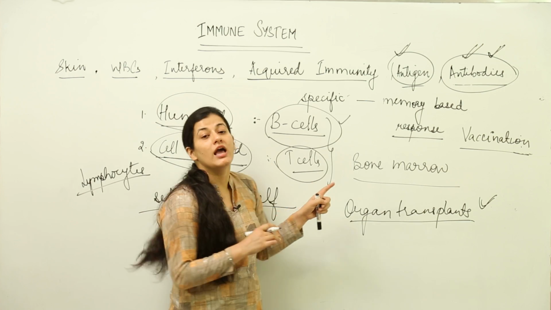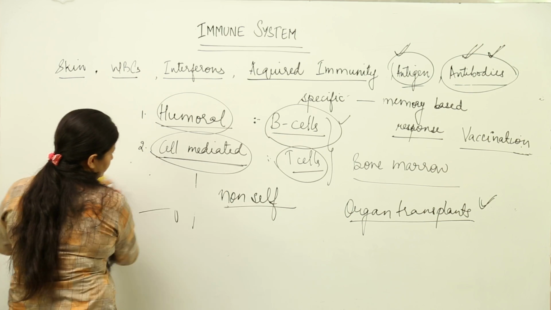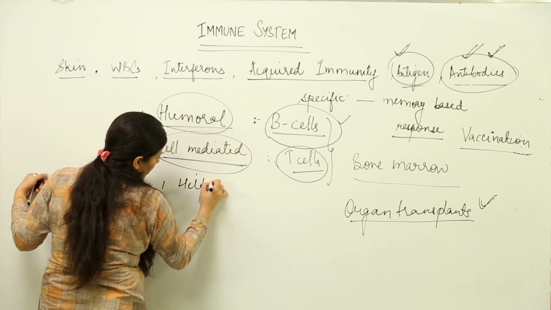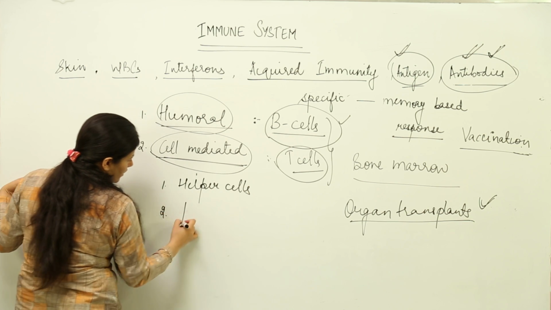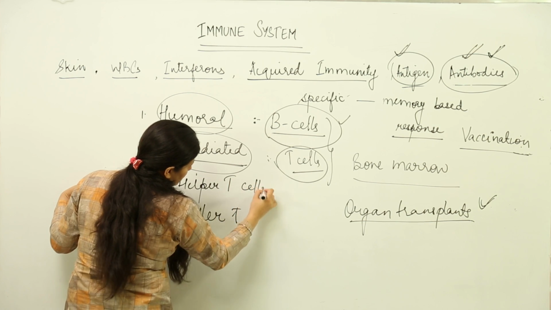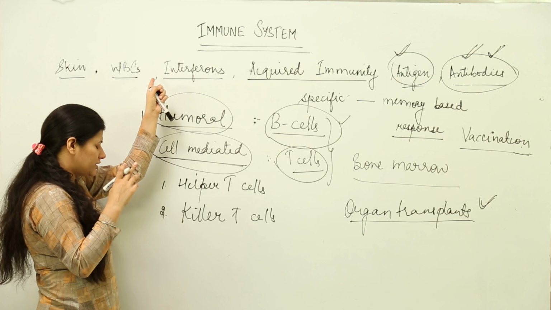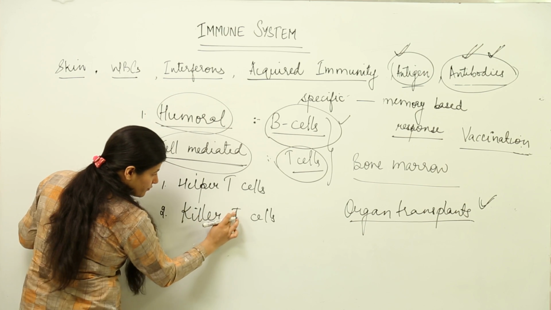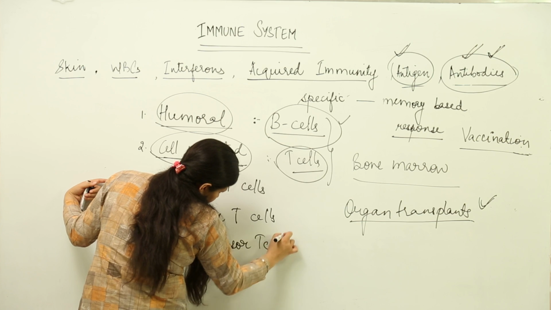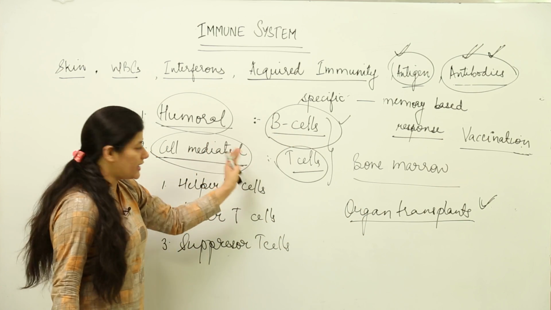Now, for that, we are going to see how many types of T cells are there. So, the first type of T cells are helper cells. The second type are killer cells. There are a type of killer cells otherwise also in that kind of immunity, that is innate immunity, non-specific. That is why I have mentioned killer T cells. And the third one is suppressor T cells. Now, these three types of T cells are involved whenever there is a cell mediated immune response.